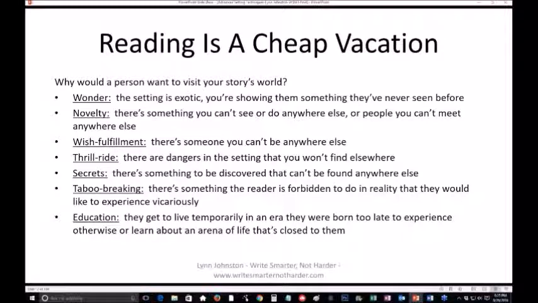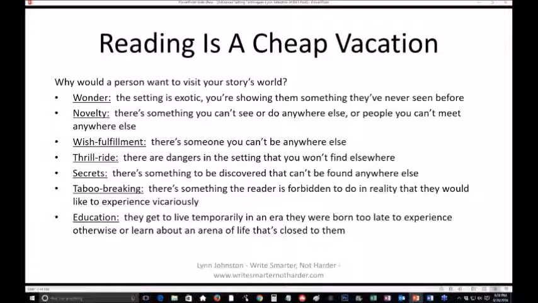So you probably already know this, that reading is a cheap vacation, and you have to ask yourself, why would a person want to visit your story's world? Now, these are not the only appeals that a setting is going to have, and it's not the only appeals that you'll find in a story, but these are some of the common, really broad ones, and you'll have more specific appeals that you'll look at as you develop the details of your story and the details of your setting.